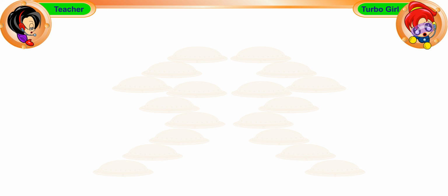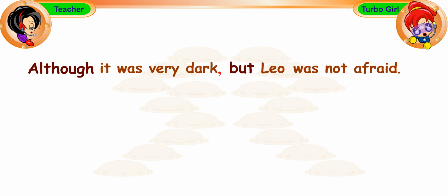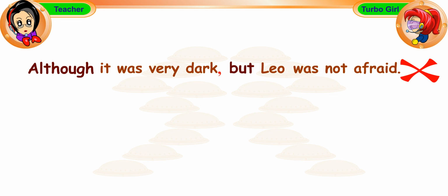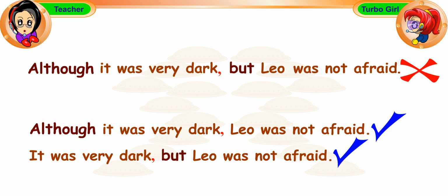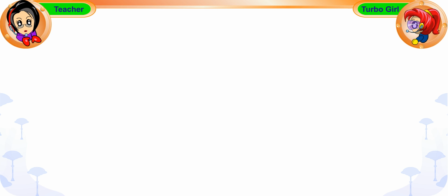Teacher, I often hear my friends saying, although it was very dark, but Leo was not afraid. Is the sentence correct? That sentence is not correct, Turbo Girl. We cannot use both although and but in a sentence. So we can say, although it was very dark, Leo was not afraid. Or, it was very dark, but Leo was not afraid. We cannot use both words, although and but, in one sentence. Do you understand today's lesson, Turbo Girl?